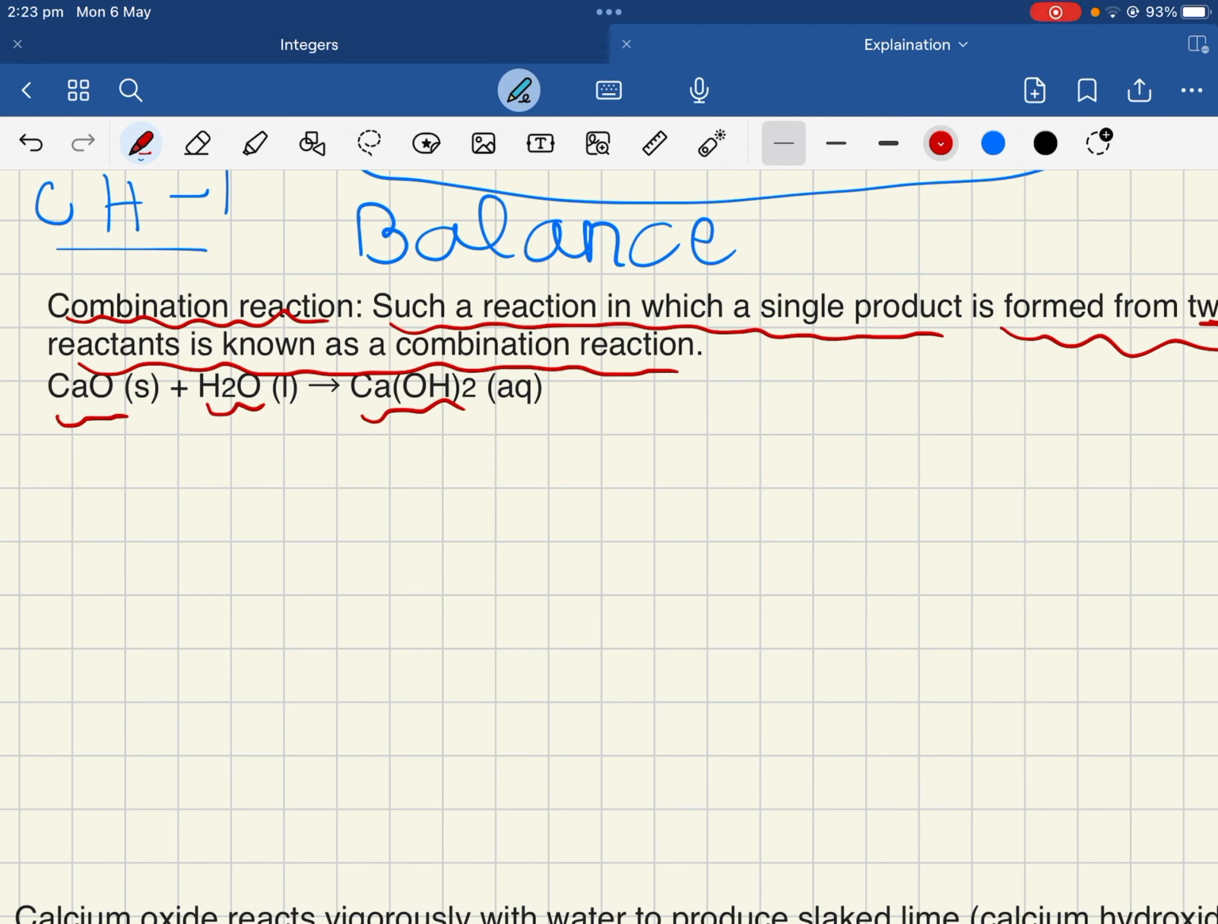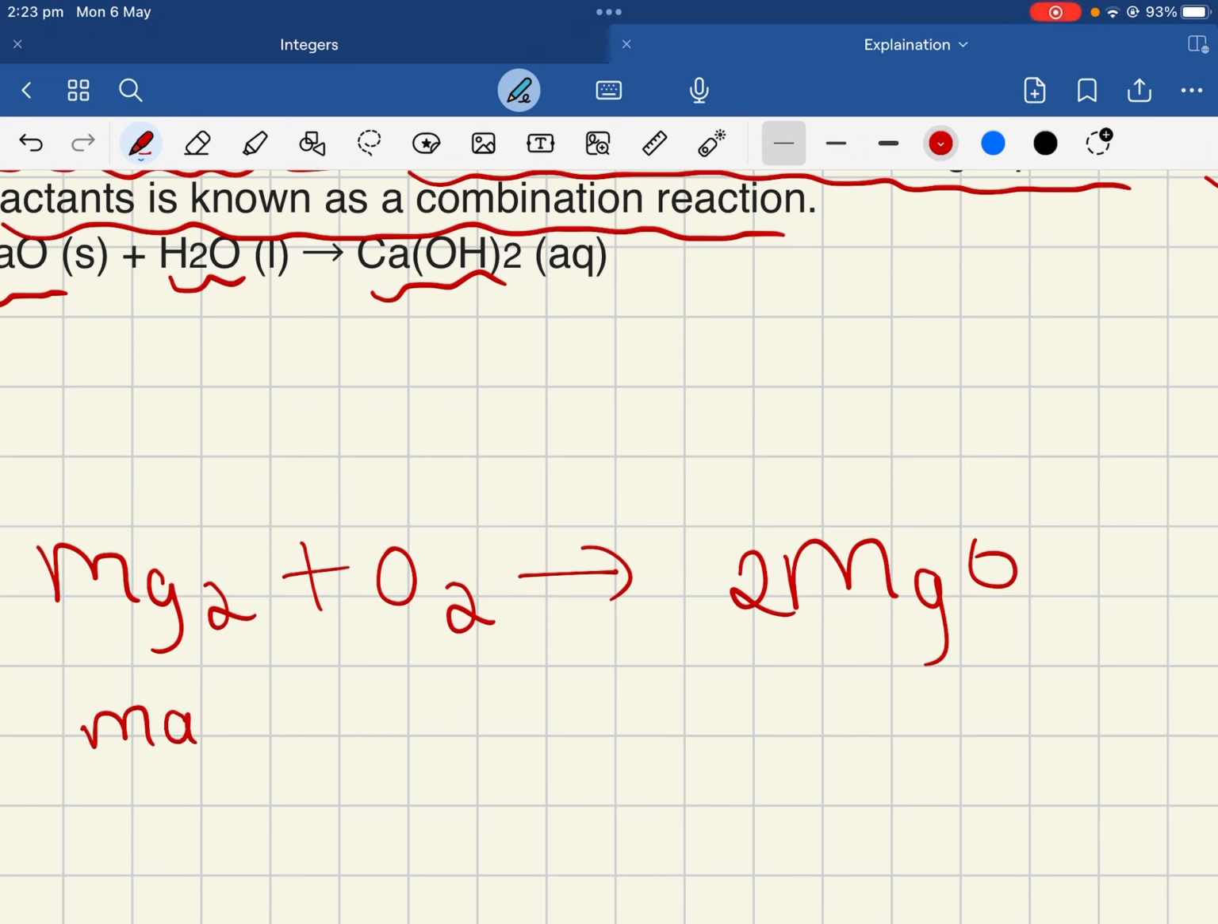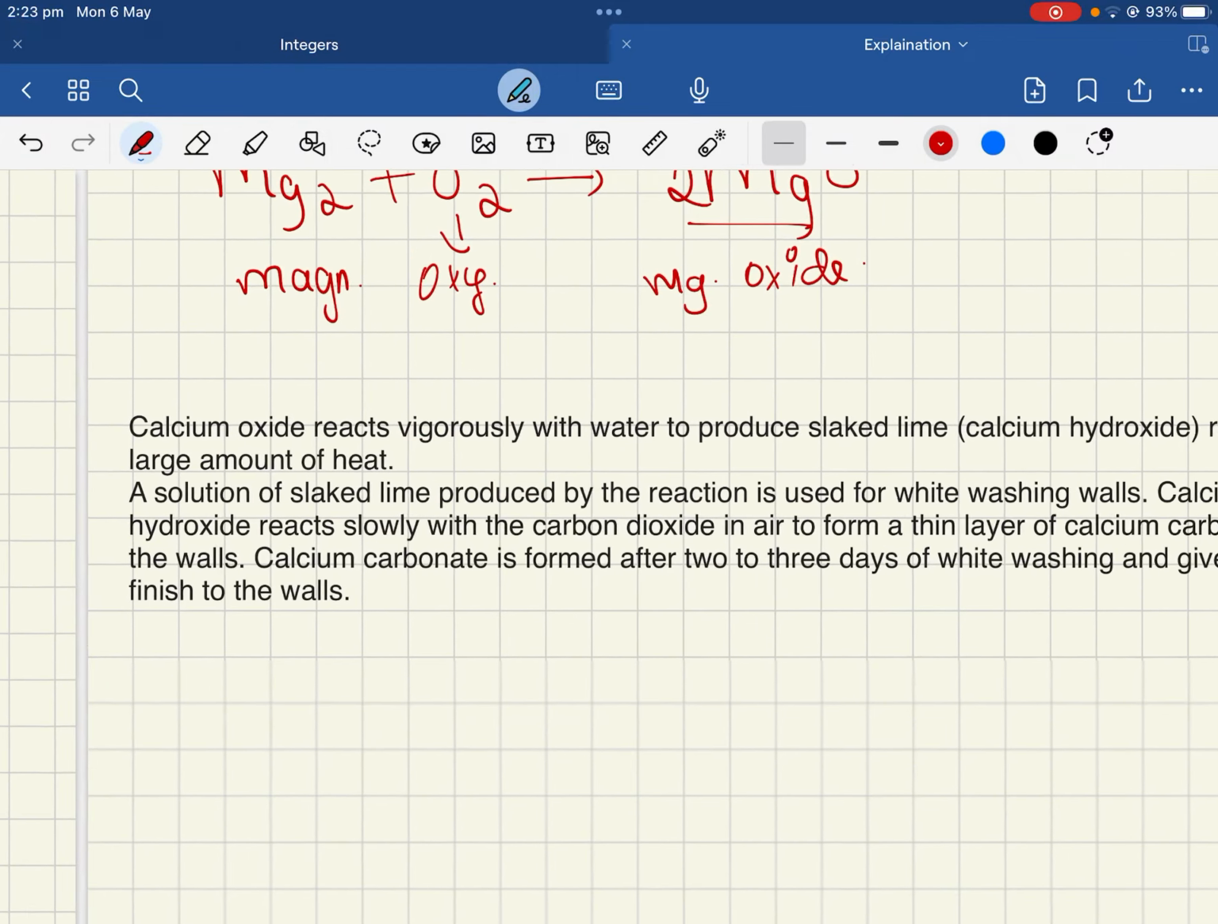Now there is also one example, magnesium plus oxygen combining to, reacting to become magnesium oxide. This is magnesium, this is oxygen, and this is magnesium oxide. I hope you understood that well.